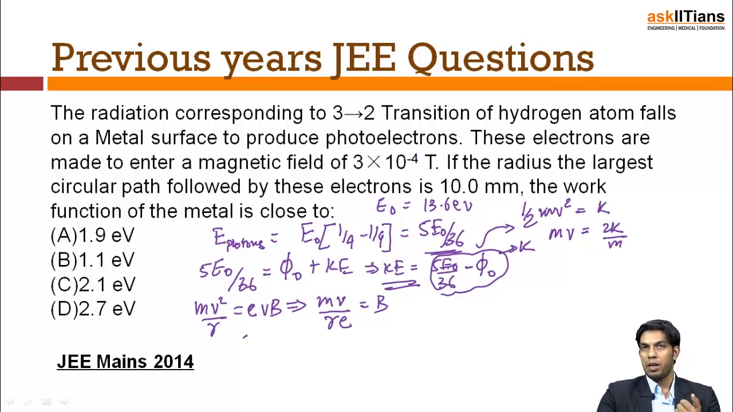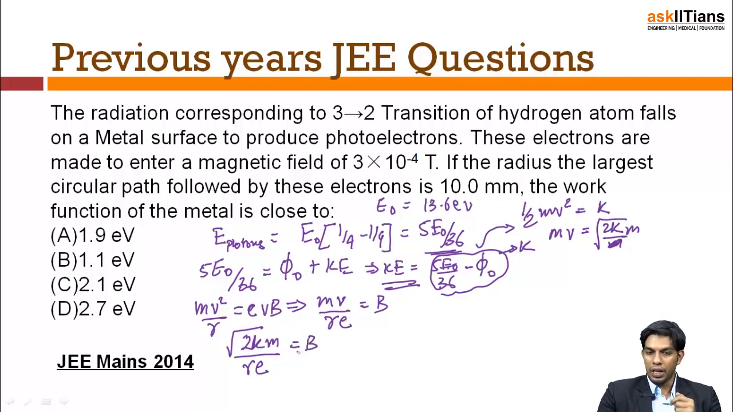What I'm trying to do is multiply m in the numerator and multiply m in the denominator. So I end up getting mv to be root over 2km. Please keep in mind, m will go in the numerator. So mv came out to be root over 2km. Now I'll use this value in this particular expression. So I have root 2km divided by Re equals B.